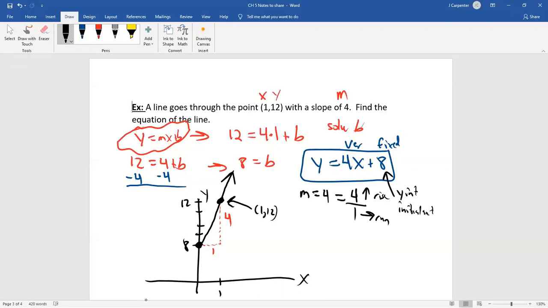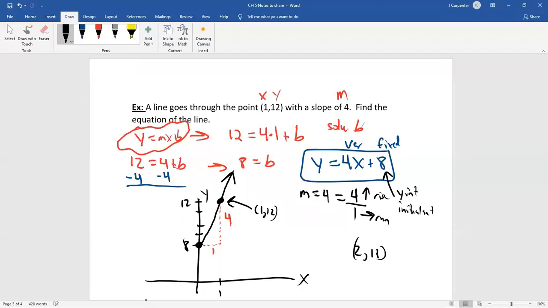Well, Mr. Beckner, couldn't I just plug in whatever X number I like and find whatever Y value it corresponds to? Sure. If you plugged in 1, 4 times 1 is 4, 4 plus 8 is 12. Boom, there you go. Or you could plug in 2. 2 times 4 is 8, 8 plus 8 is 16. So that point would be 2, 16.